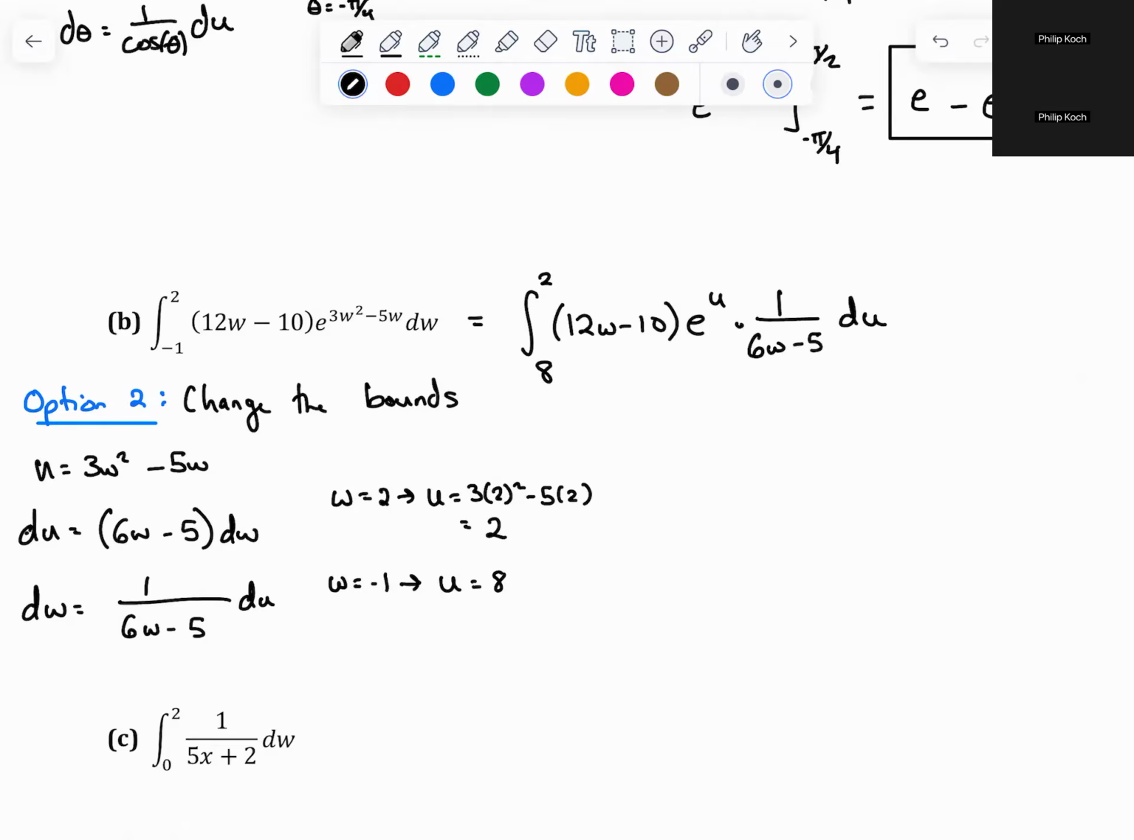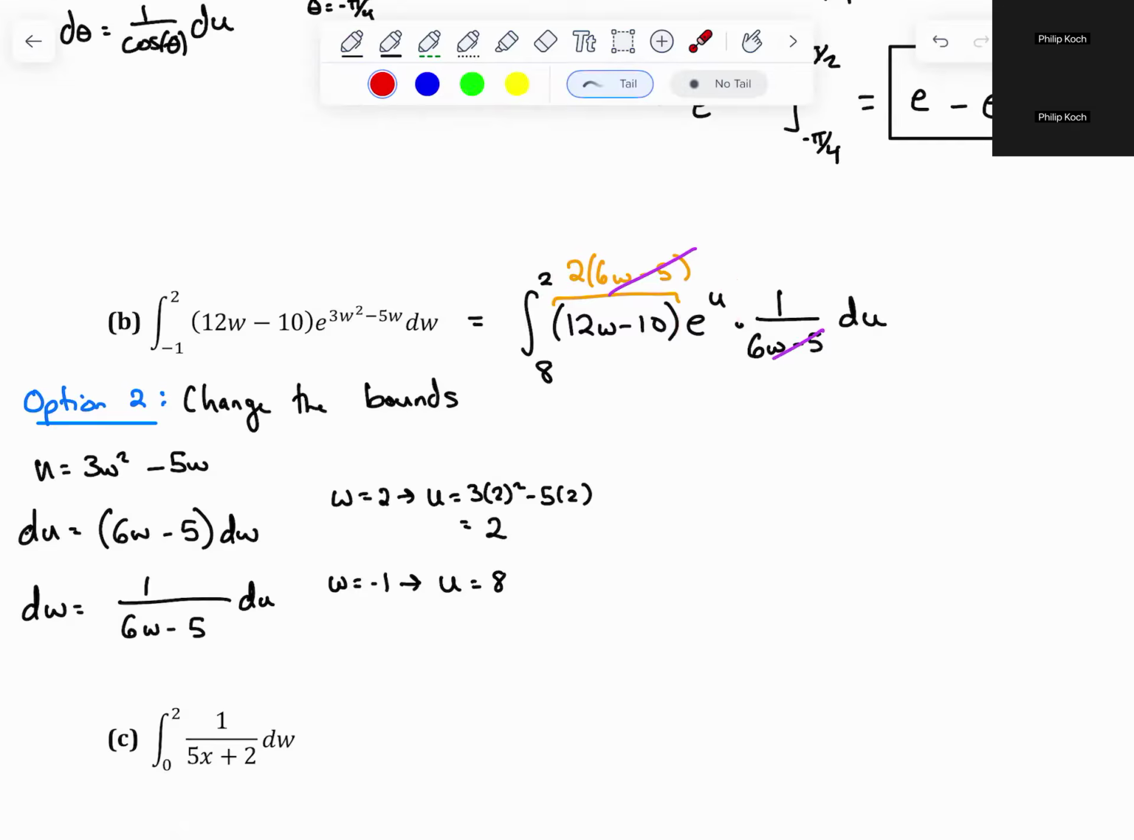At current standpoint, it doesn't look exactly right, but the fact of the matter is that 12w minus 10 has a common factor of 2. This is equal to 2 times (6w minus 5), meaning that the 6w minus 5s cancel. And then to save on time, since that's all gone, we have 2e to the u. That's all that's left, right? Correct. That's all we have left.